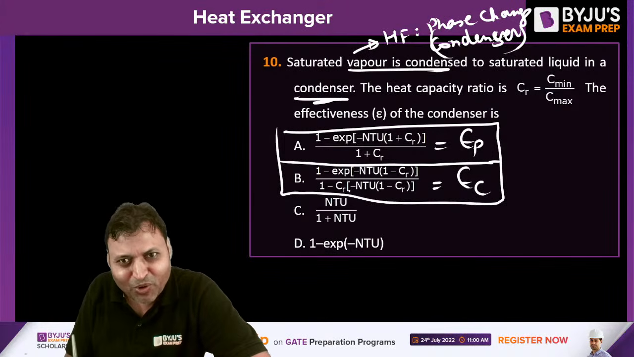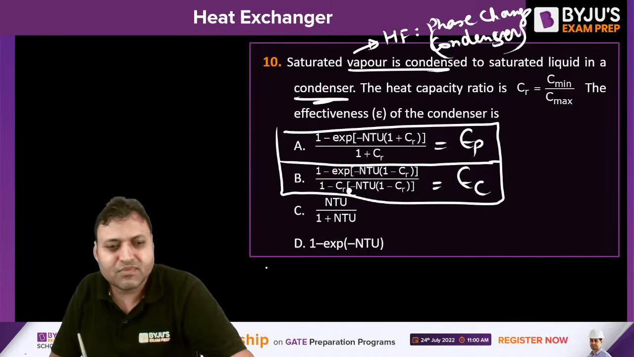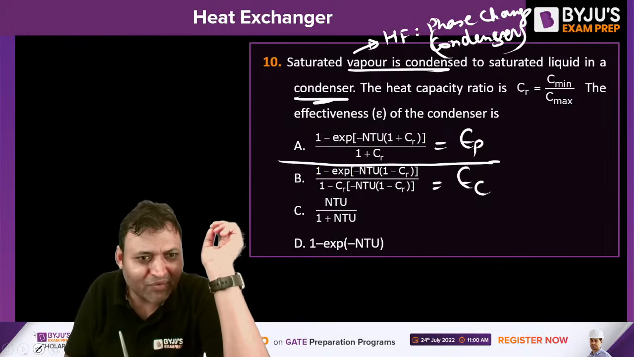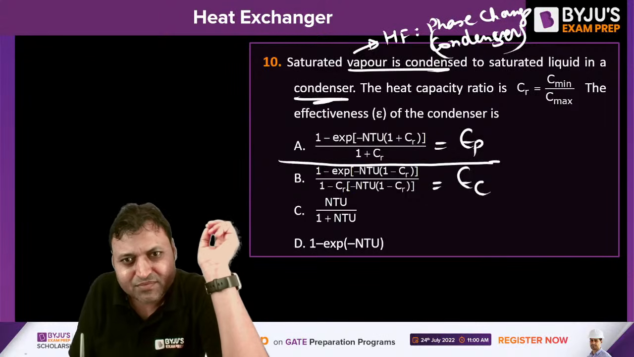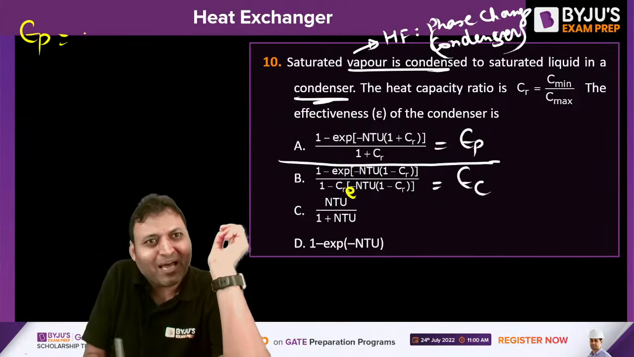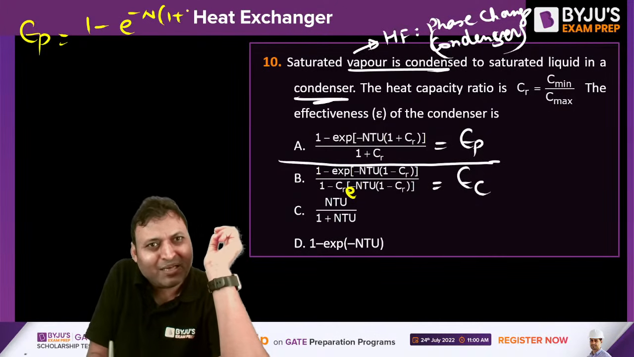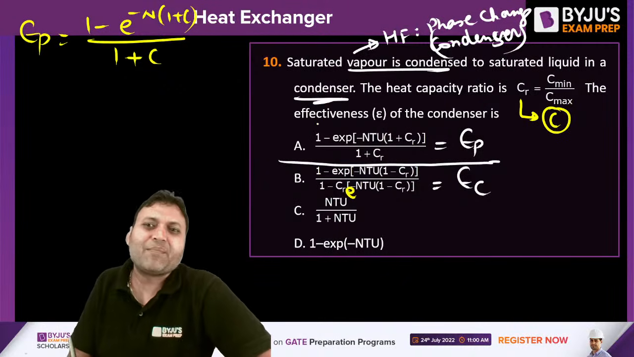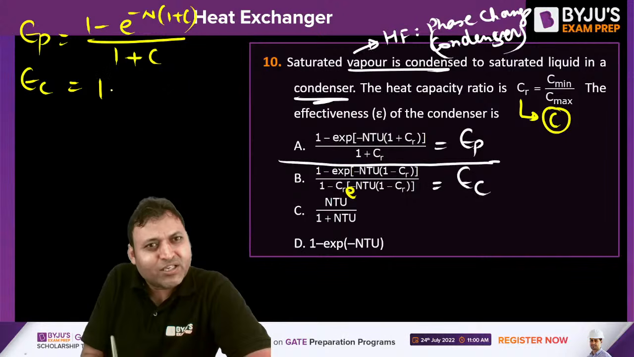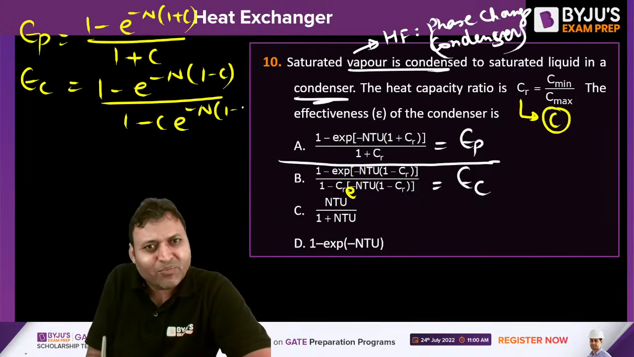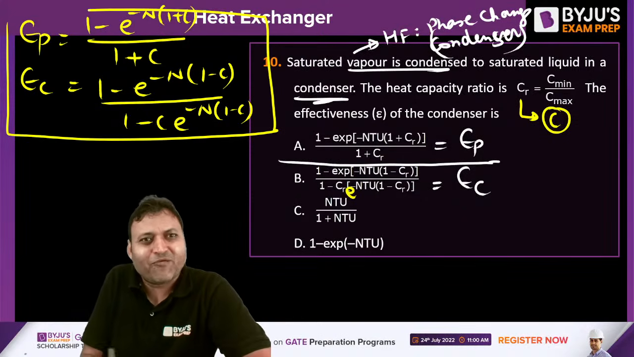There is a problem here. It is not correct. It is e to the power also. Let me make it correct. 1 minus C into e to the power minus NTU (1 minus C). So let me write it. Effectiveness for parallel flow is 1 minus e to the power minus NTU (1 plus C) upon 1 plus C. C is the heat capacity ratio. And effectiveness for counter flow is 1 minus e to the power minus NTU (1 minus C) upon 1 minus C into e to the power minus NTU (1 minus C). These are the formulas for a general heat exchanger.